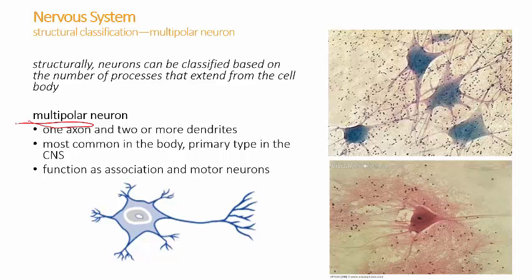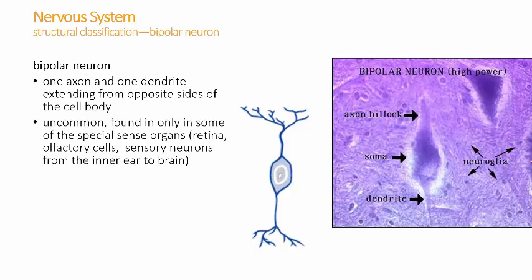And they have functional roles as either association or motor neurons. We'll describe the functional classifications next, after we talk about the structural classification. So if there's a whole bunch of processes extending from the cell body, like we see in this picture and in this picture, then we refer to it as a multipolar neuron.